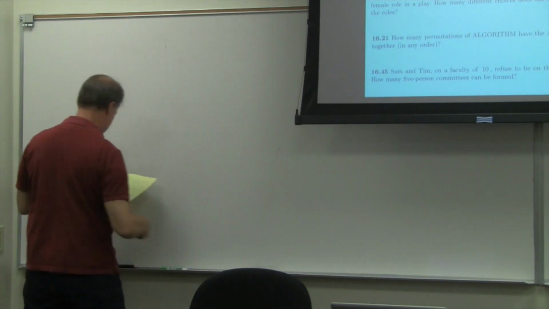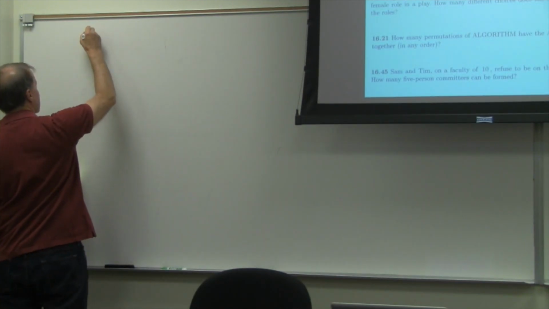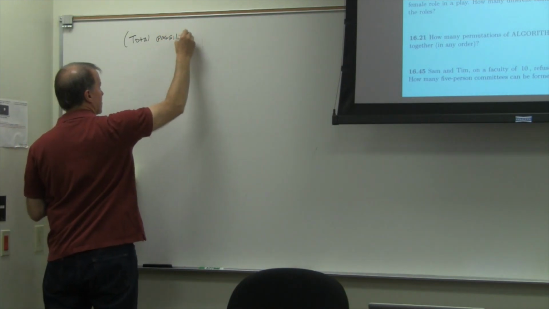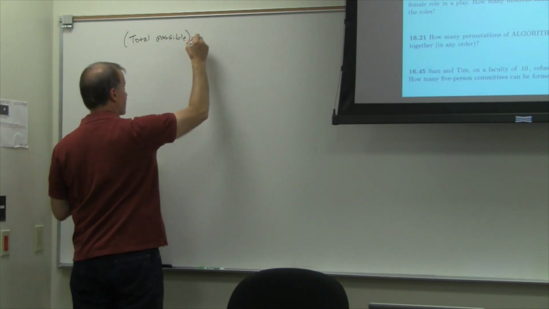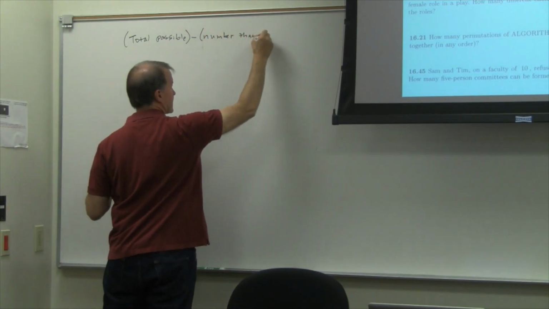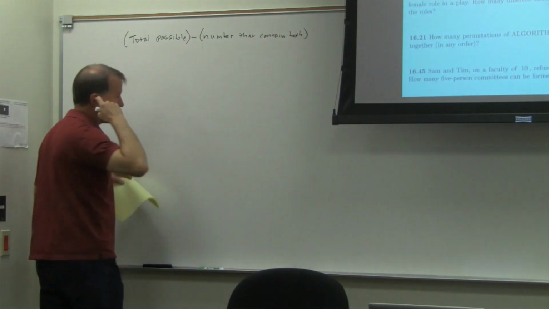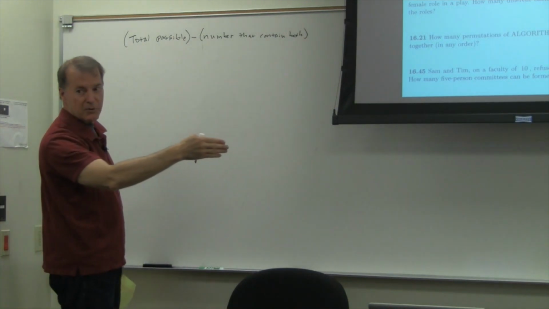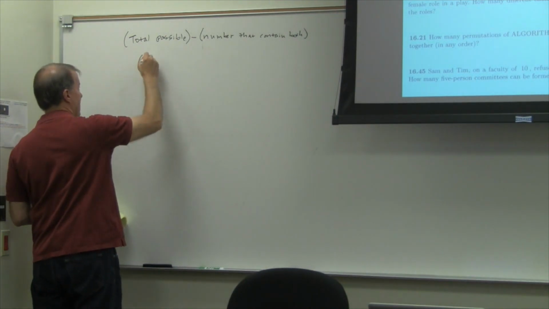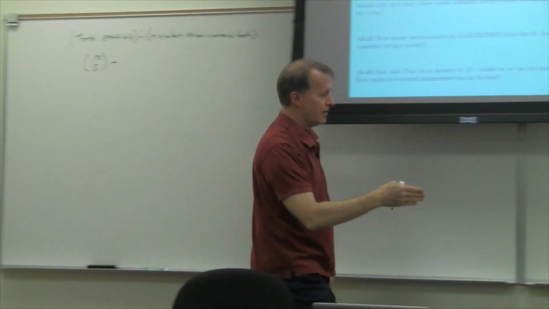Okay, so here let's do the exercise. Here's the first strategy: total possible minus number that contain both. Now what would be the total possible with no restrictions at all? It would be 10 choose 5. Yes, that would be 10 choose 5 as the total, minus the number that contain both. Now how many contain both?